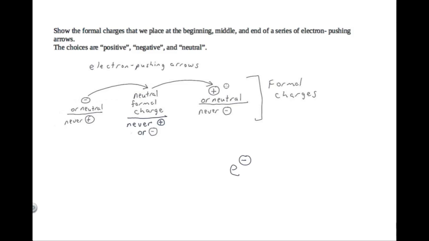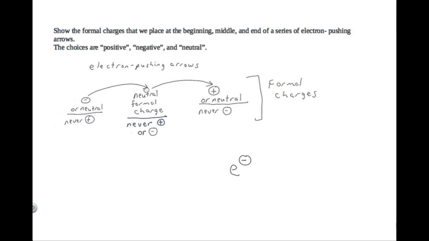We would almost never put a positive charge at the beginning, and we would almost never put a negative charge at the end of the series of arrows. I hope you can see why that would not make sense. For example, if you put a negative formal charge at the end of the series of arrows, then electrons would be moving towards that negative charge and making the negative charge even bigger. But remember, nature doesn't want to make charges bigger. Nature wants to make charges smaller.